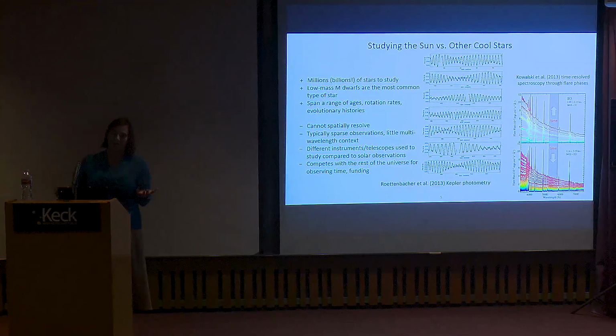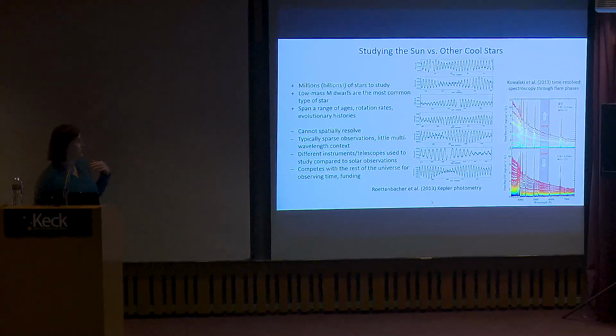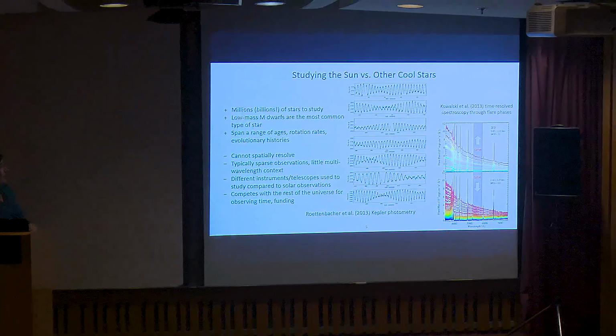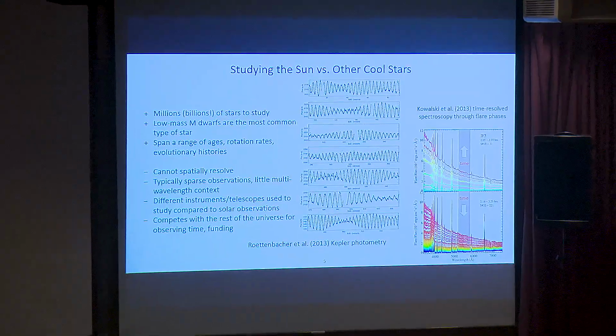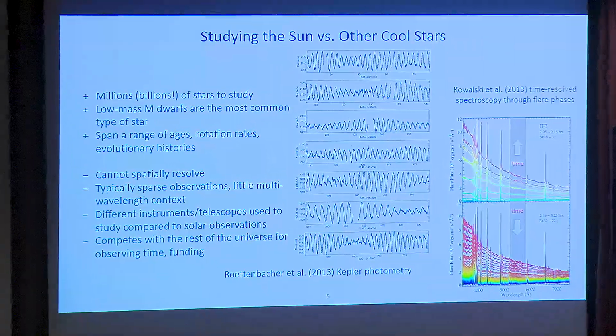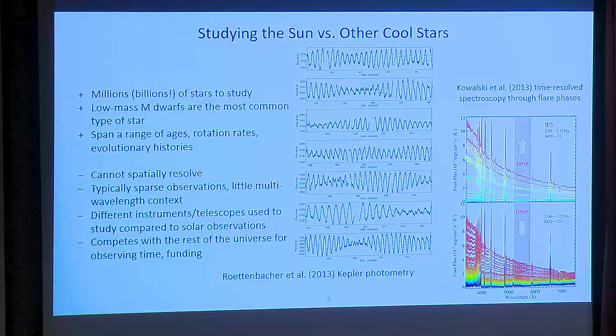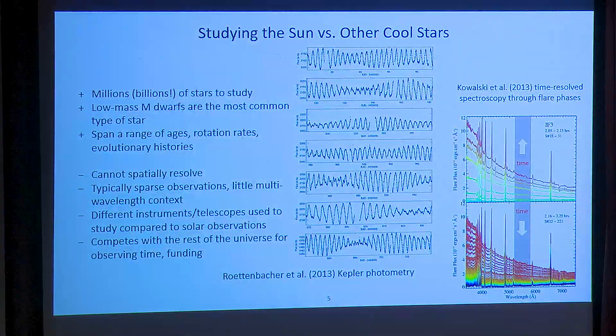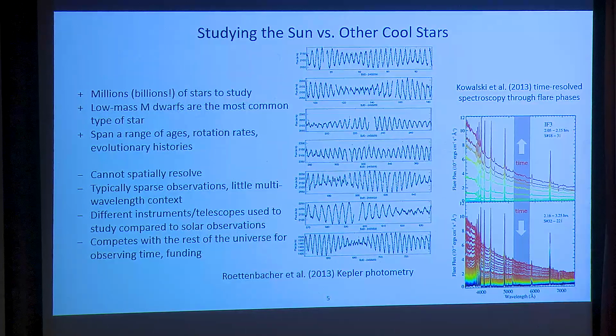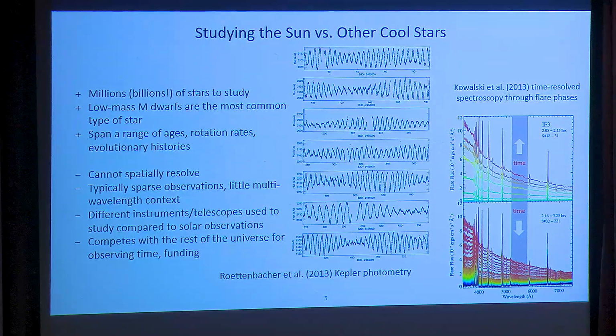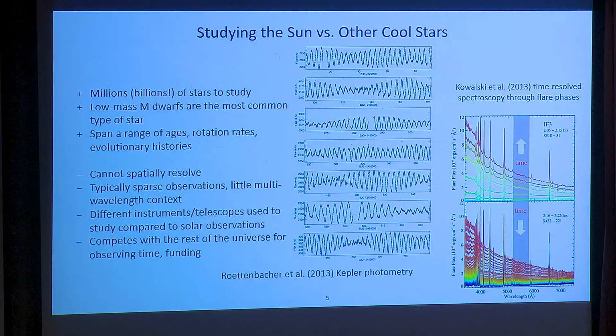In contrast, if you're looking at other cool stars, you've got millions, maybe billions of other stars to study. Low mass M dwarfs are the most common type of star, span a range of ages, rotation rates, and evolutionary histories. Some of the negatives are you can't actually spatially resolve them, so you need to be very creative in the observational tools that you use to both observe and then infer what you're seeing. Typically very sparse observations with little multi-wavelength context, showing some really wonderful Kepler light curves from this. This is a K star that you're seeing, and you can see the fast rotation is going up and down and causing that very short time scale variation.